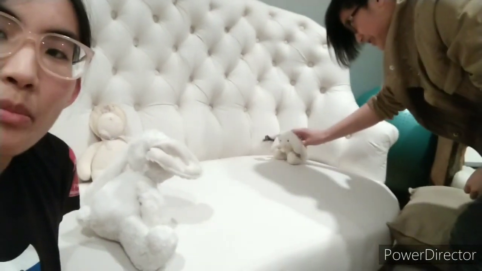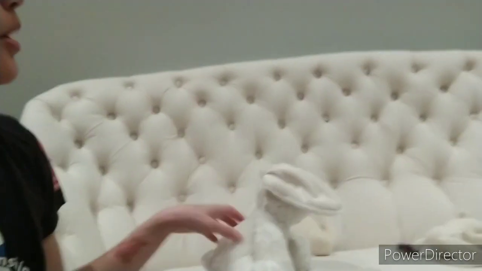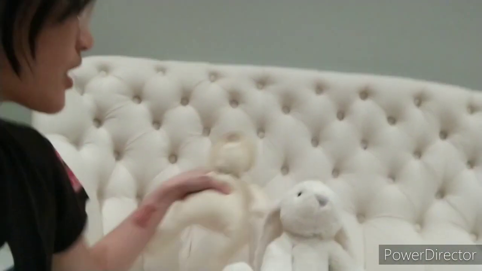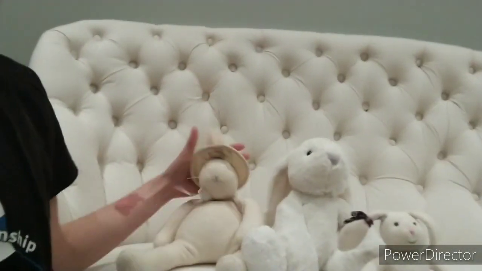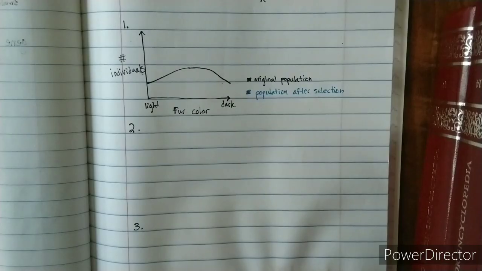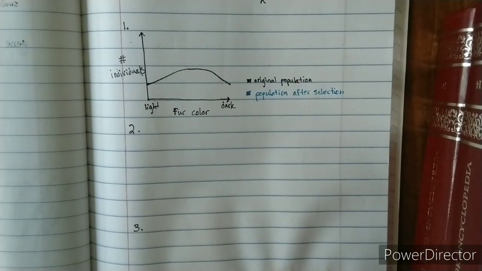See, after this horrible tragedy, only certain types of bunnies are left behind. The light-colored ones who camouflaged well. They will go on to pass on their genes to the next generation. Within no time, this population will be very light-coated and well-camouflaged. They have evolved. Wow, that was a terrifying and tragic massacre.